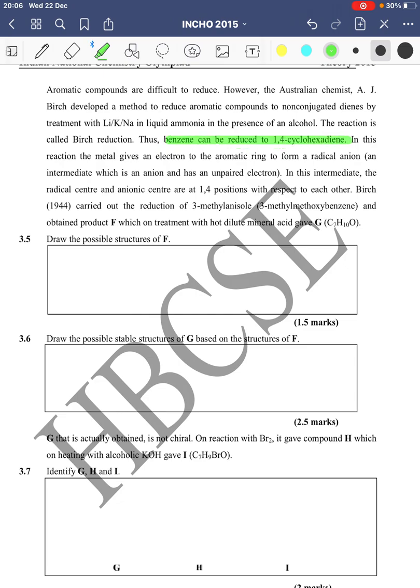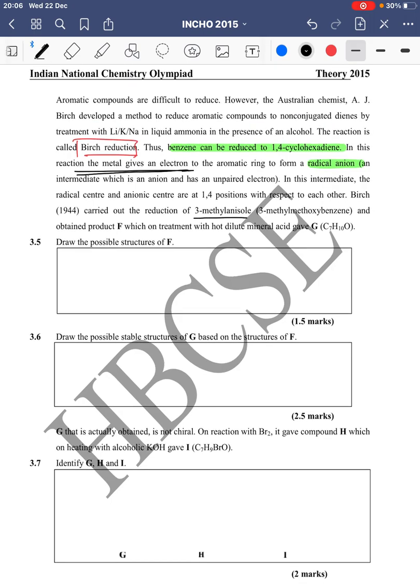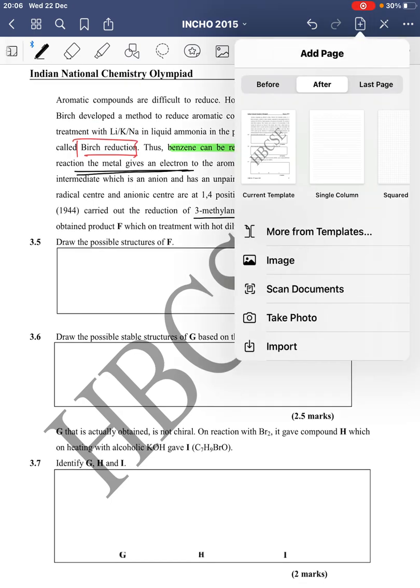So we can read the paragraph and get the hints. Benzene can be reduced to 1,4-cyclohexadiene. In this reaction, the metal gives an electron. This is an important point for the Birch reduction. This is the Birch reduction to form a radical anion. In this intermediate, the radical center and the anionic center are at 1,4 positions. Okay. And here we have the 3-methyl anisole.